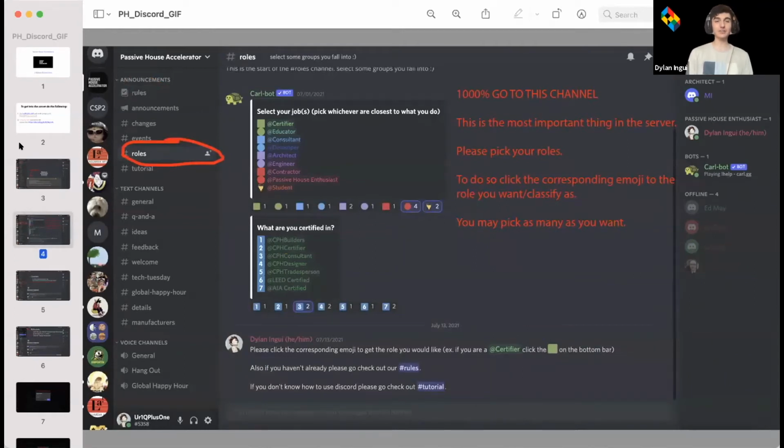But after that, I'm going to ask everyone to go to the roles channel. It's circled right there in big red, a few under rules. You're going to click on that. And this is the most important channel of the server, just because it introduces a really cool feature that I think, once everyone gets on, is going to be used all the time.